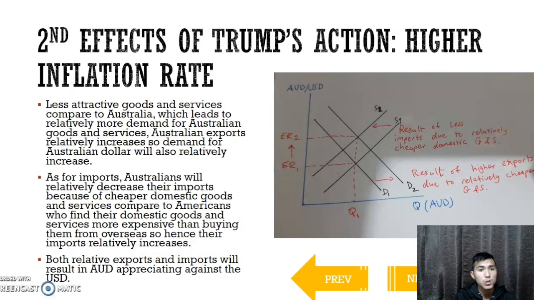As for imports, Australians will relatively decrease their imports because of cheaper domestic goods and services compared to Americans, who find their domestic goods and services more expensive than buying them from overseas, so hence their imports relatively increase. Both relative exports and imports will result in AUD appreciating against the USD, as you can see in the graph again.